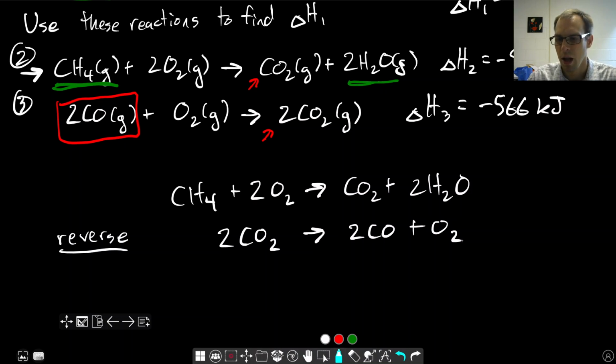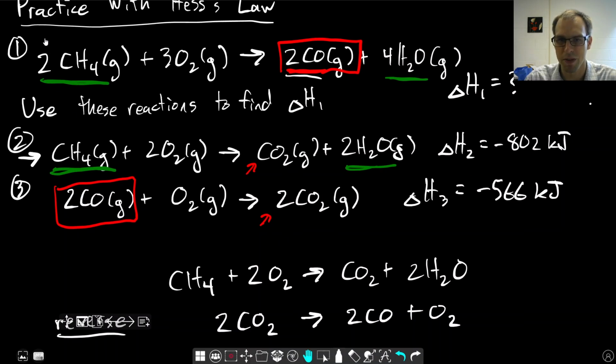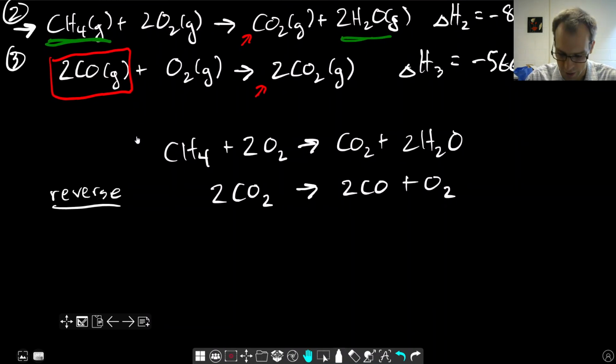Okay, great. Now, there's one more thing if we go back up to our original equation. The coefficients don't match up. So we need 2 methanes, but we only have 1 in equation 2, and we need 4 waters, but we only have 2 in equation 2. So we're going to have to multiply equation 2 by 2 to get the correct coefficients for these. And we'll see if that works out in getting the correct coefficients for everything else.